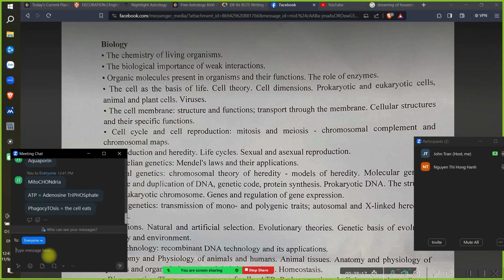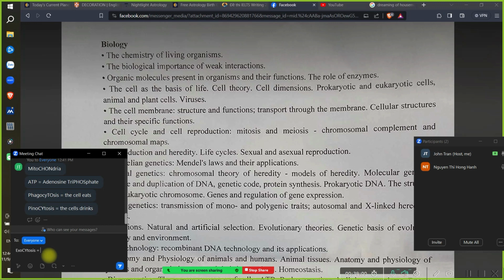Phagocytosis is the cell eating. It is the process in which the cell eats bigger particles, for example a bacterium, a huge cell. That is phagocytosis. You also have another process called pinocytosis. The cell drinks. That's when the cell takes in smaller molecules rather than whole cells.